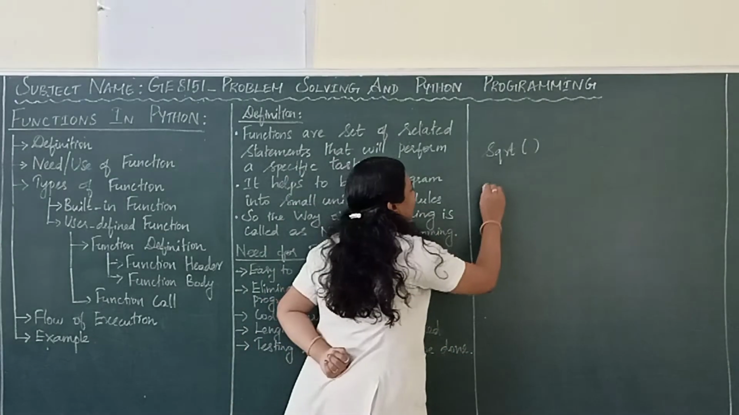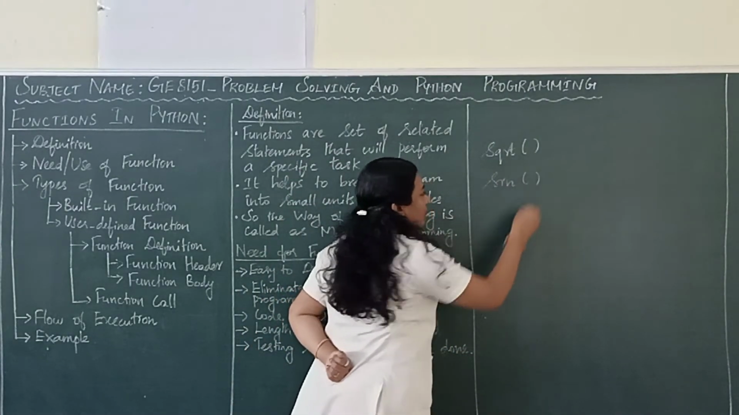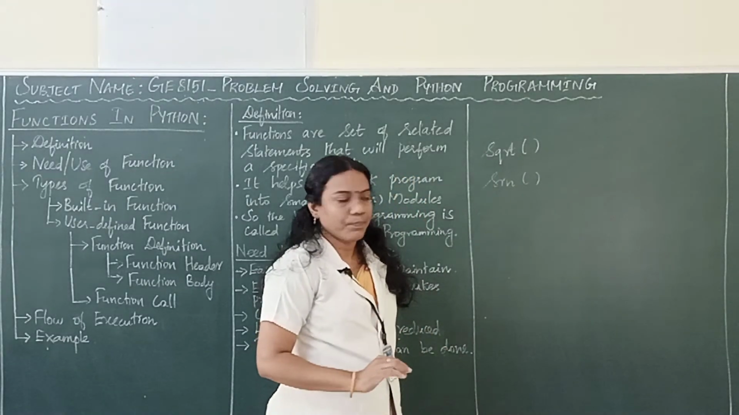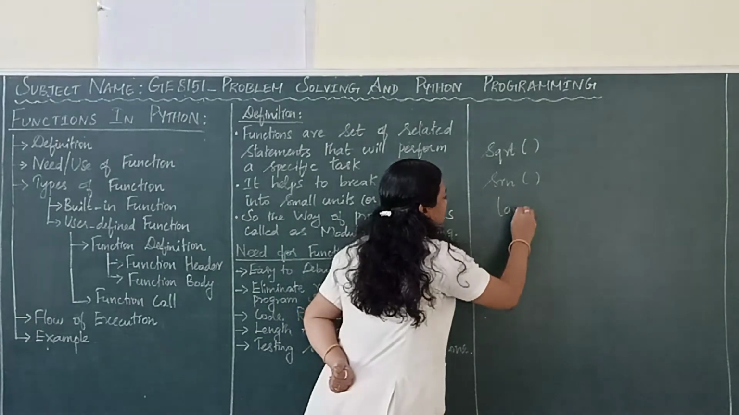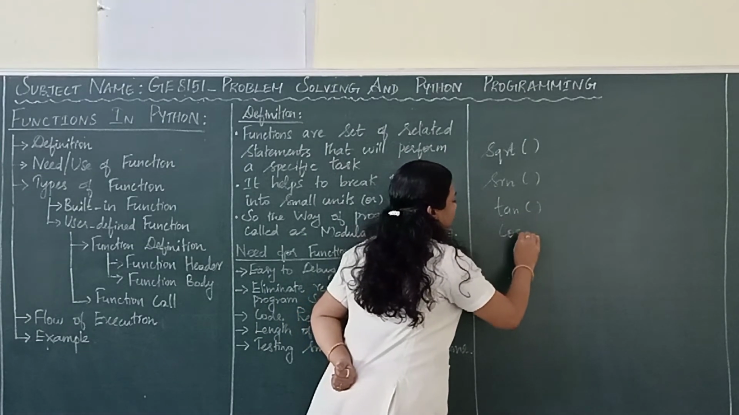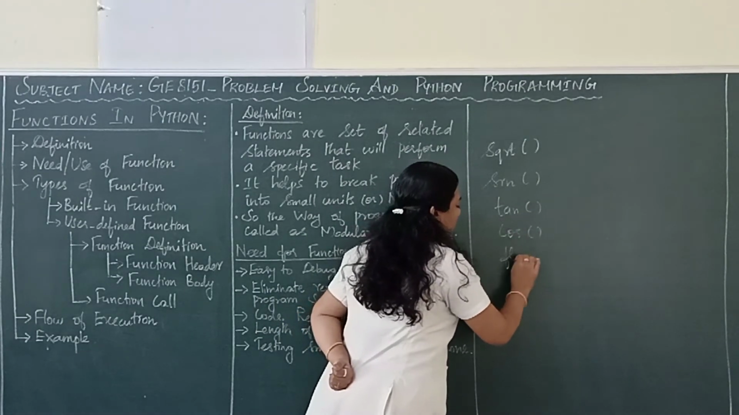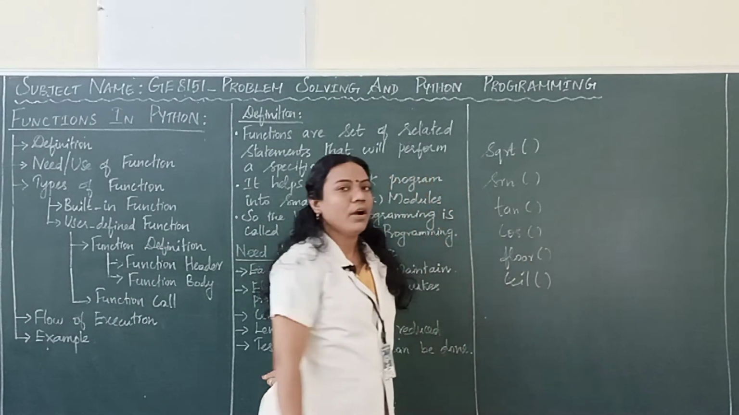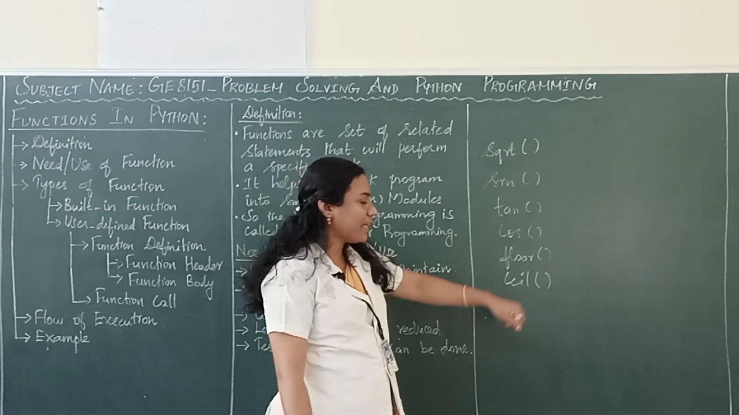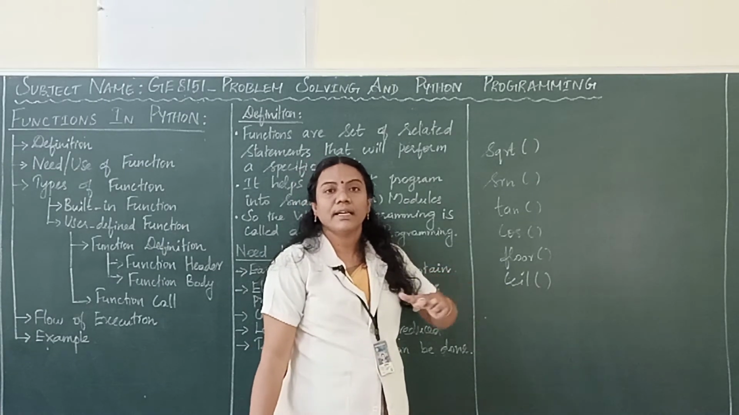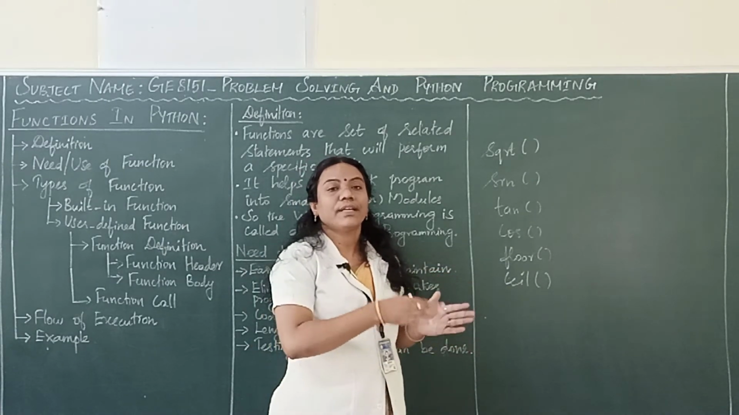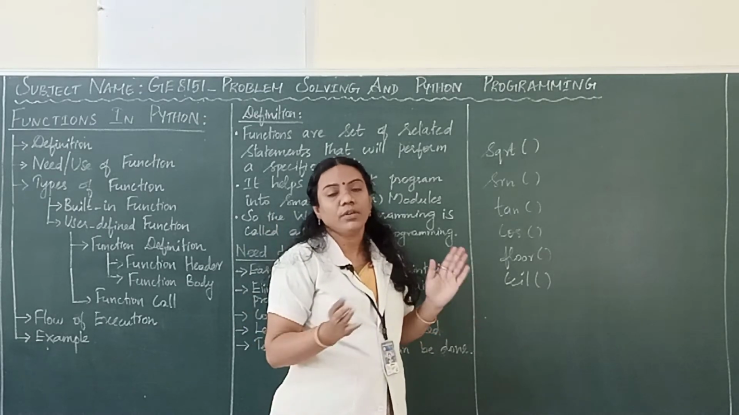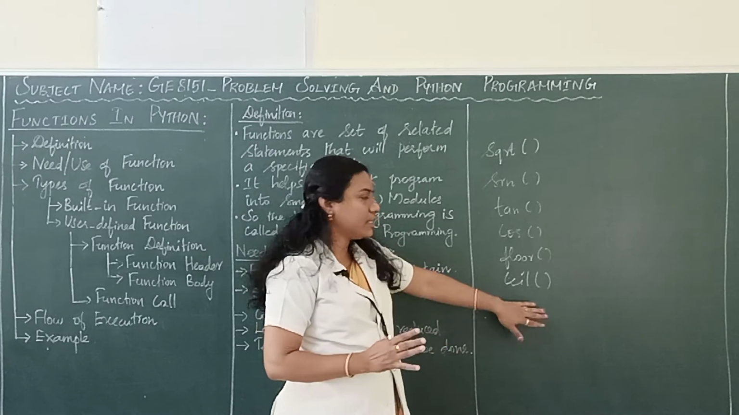Like that, you have another function, sin. It is used to find the sin value of a particular number. Like this, tan, cos, floor, ceil. Like this, you have a lot of predefined functions regarding mathematical functions. Not only mathematical functions, in order to create random numbers, in order to generate games, you have a lot of predefined functions like this.